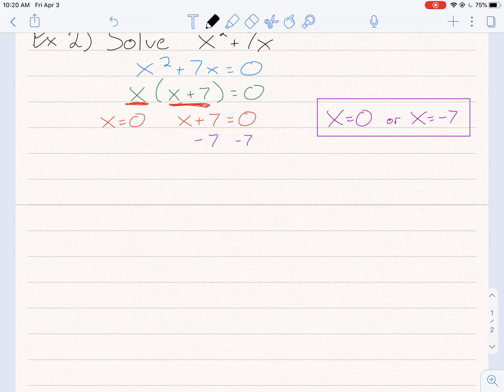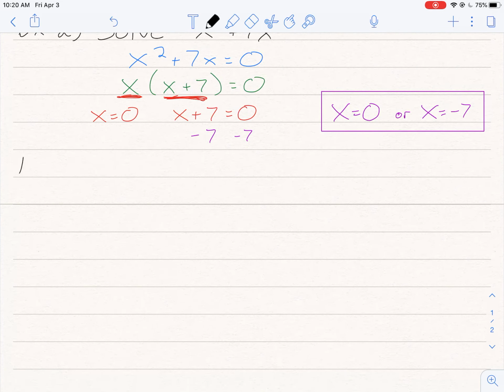One last example here, and this one's going to be a little bit more. So example 3, we're going to solve 2x squared plus 5x minus 10 is equal to 2. All right, so here's our expression, 2x squared plus 5x minus 10 is equal to 2.